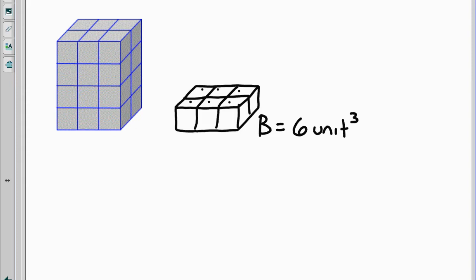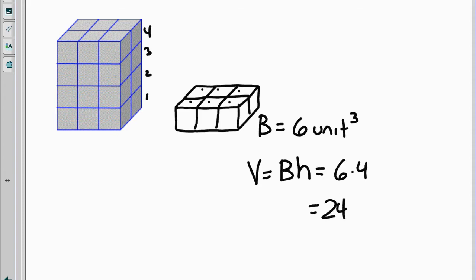Now I stack those into layers, and I have 1, 2, 3, 4 layers of that. So my volume is the area of the base times the number of layers I have, which is 6 times 4, or 24 units cubed. So within that figure, I could fit 24 cubic units.